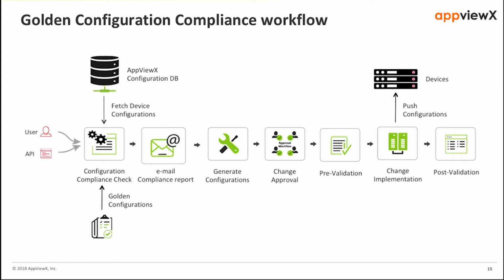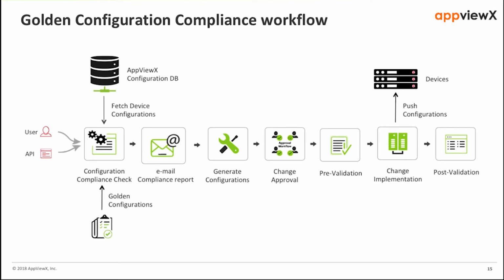So once the workflow starts, it will fetch the device configurations from the configuration database and does a compliance check with the golden configurations. So each and every object is compared with the golden configurations. So based on the compliance checks, it would email the compliance report to the admins. If all the configurations are compliant, the workflow stops at that moment. If it is not compliant, then it would generate configurations which will make it compliant.